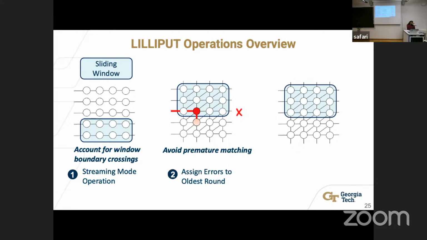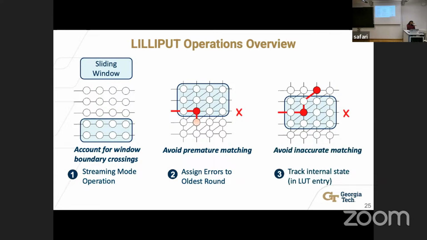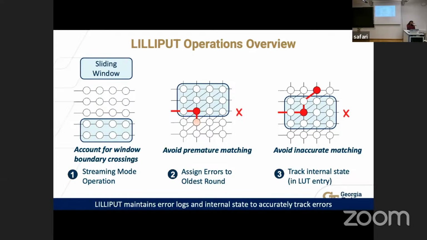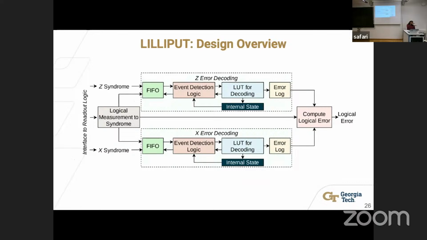And then you assign errors to the oldest round, and you also keep track of the state of what you have assigned previously. For example, let's say you have this kind of event. You assigned errors, you matched this event, and then you move on. But if that previous matching information is not available to you, you might match it incorrectly again, right? Because this event was actually matched already. So you need to have that information. You track some state information in the lookup table entries themselves. And overall, you do this tracking and error logs to keep a check on the errors. This is an overview of what the design looks like. Not going into details, but just an end-to-end system picture.